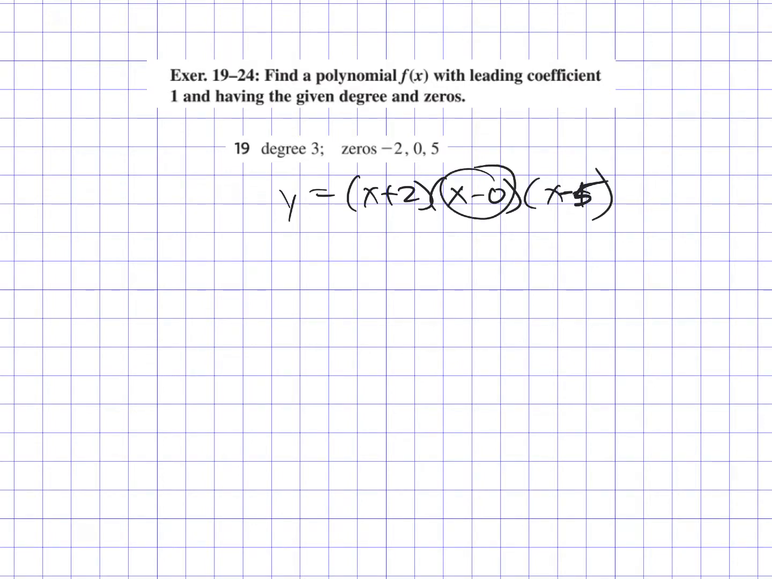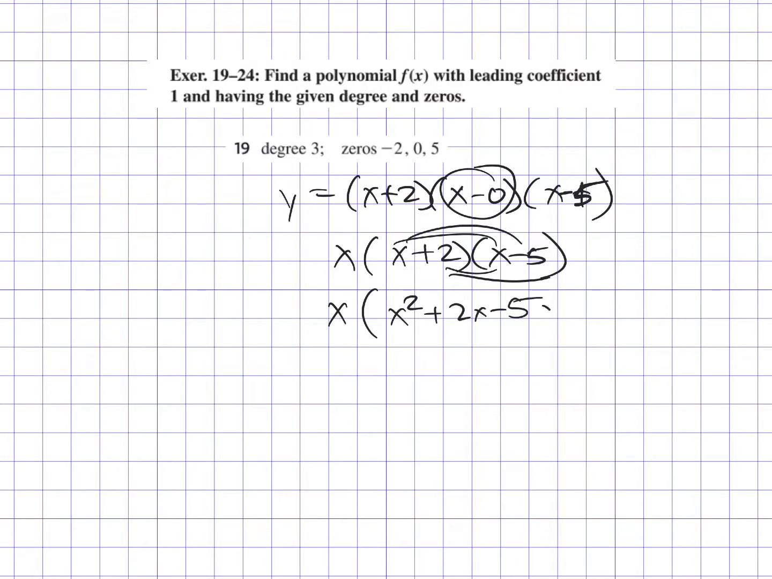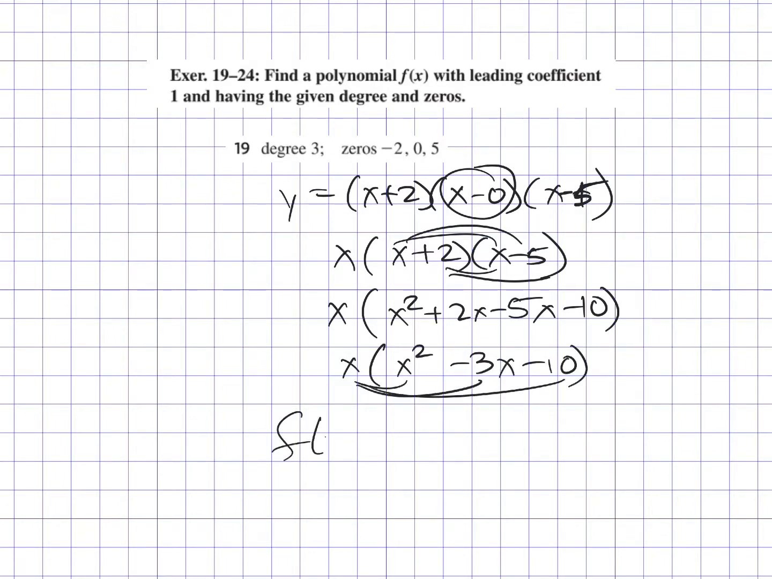Now this is just x, so I'm going to put this out here, and I'm going to do x plus 2 times x minus 5. So FOIL it, distribute it, whatever, and we get x squared plus 2x minus 5x minus 10. So this is x times x squared minus 3x minus 10, and then distribute the x, and we get f of x equals 1x cubed, leading coefficient's 1, minus 3x squared minus 10x. So basically what it's asking is, hey, what was the equation? All right?